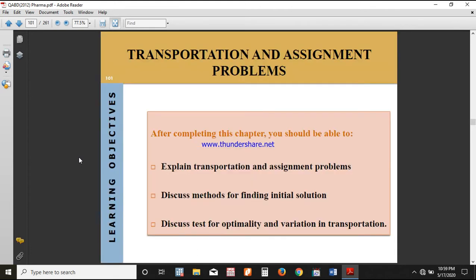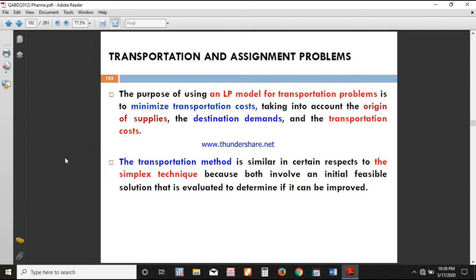Therefore, after completing this transportation and assignment problem, you are going to understand these 3 basic learning objectives that you should bear in mind. The transportation and assignment problem is normally a continuation of the linear programming model, with the objective of minimizing the total transportation costs, taking into account the origin of supplies and the destination of demands.